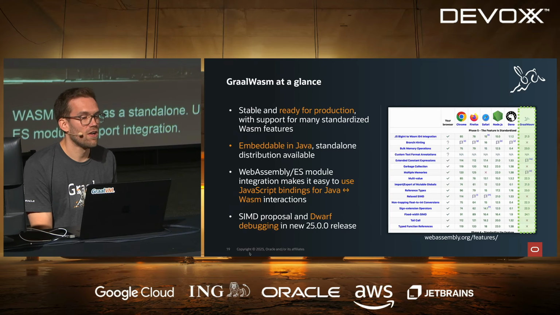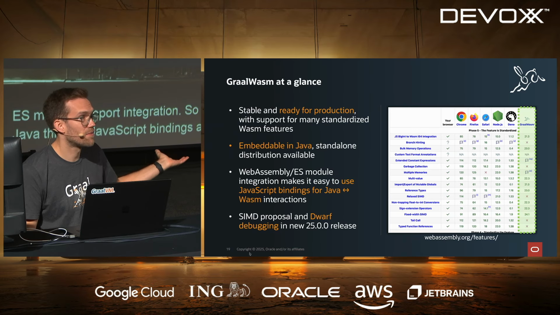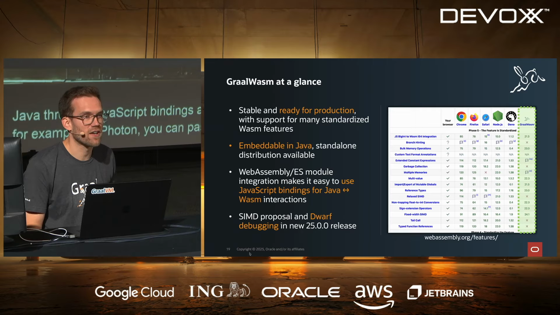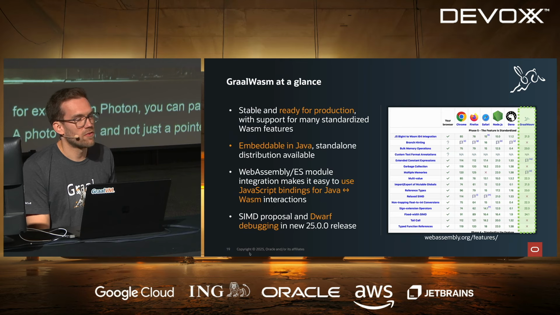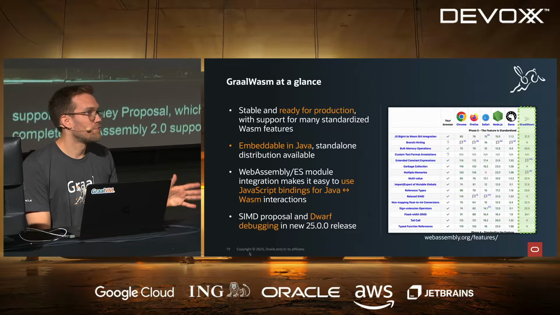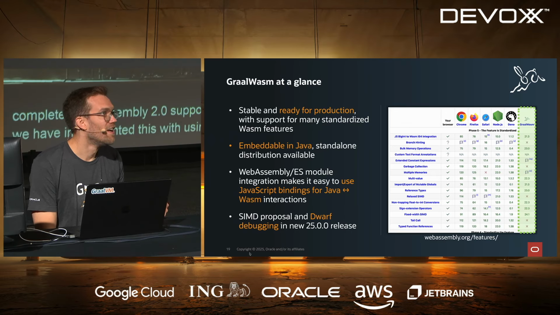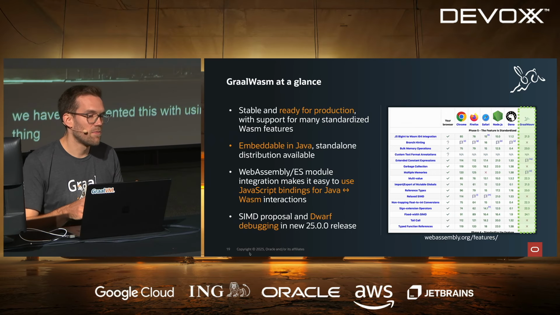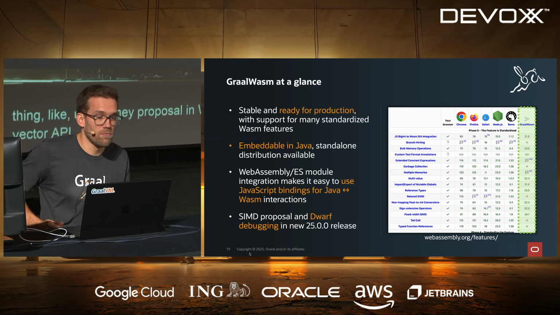So you can call WebAssembly from Java through JavaScript bindings and facilitate high-level interaction. So for example, in Photon, you can pass a photo object and not just a pointer. And in the new release, we have support for the SIMD proposal, which was the last proposal missing to complete WebAssembly 2.0 support. That is really cool because we have implemented this using the Vector API. Right, so the SIMD proposal in WebAssembly is the same thing as the Vector API on OpenJDK, right?